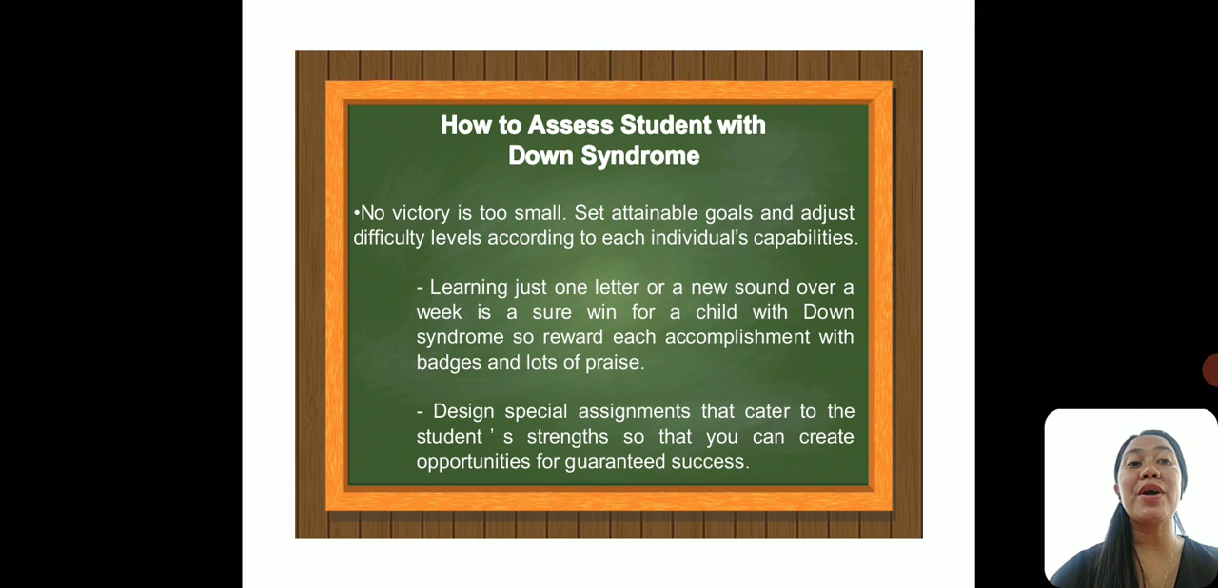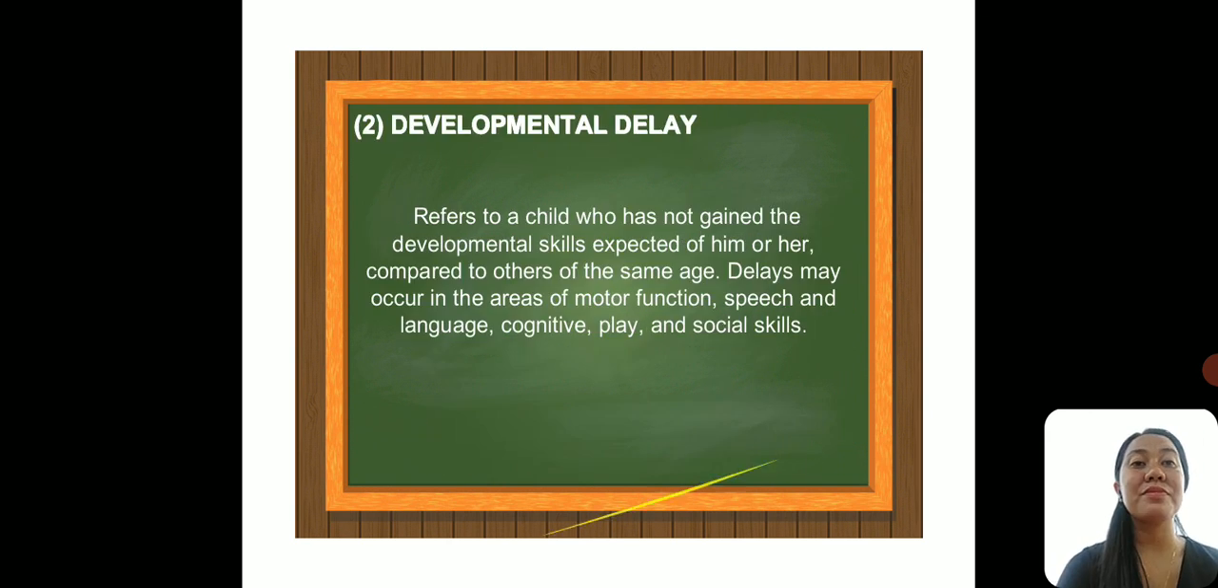Learning just one letter or a new sound over a week is a sure win for a child with Down syndrome, so reward each accomplishment with badges and lots of praise. Design special assignments that cater to the student's strengths so that teachers can create opportunities for guaranteed success.